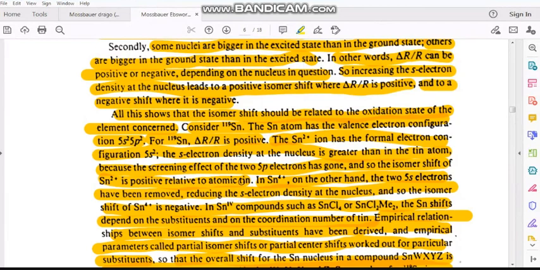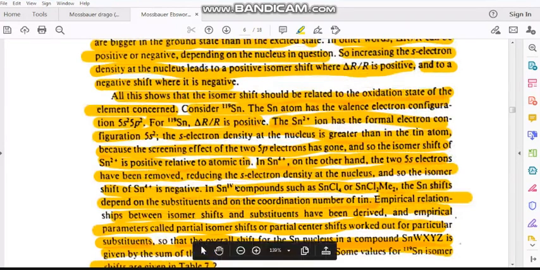Then if you take tin 4 plus, on the other hand, the 2 5s electrons have been removed. So we don't have direct s electron density. This reduces the s electron density at the nucleus. So the isomer shift of tin 4 plus is negative, because compared to tin 2 plus, we have taken those 2 electrons away. So there is no direct s electron density. So the tin 4 plus has a negative isomer shift relative to tin 2 plus.